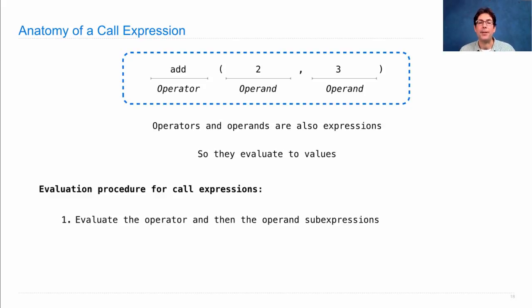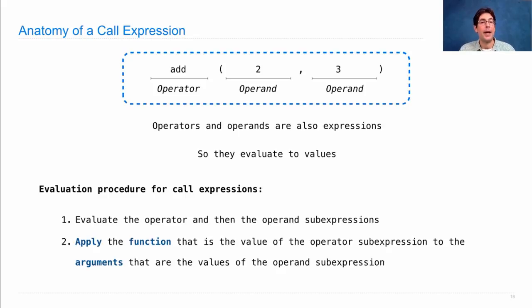You evaluate the operator and then the operand sub-expressions in that order. Then you get a function from the operator and arguments from the operands. You apply the function that is the value of the operator to the arguments that are the values of the operands. So first you evaluate all the sub-expressions, and then you apply a function. All that in order to add 2 and 3 together. Well, the reason why we go through this in such detail is to observe that the same evaluation procedure can be used many times over in order to evaluate much more complicated nested expressions.